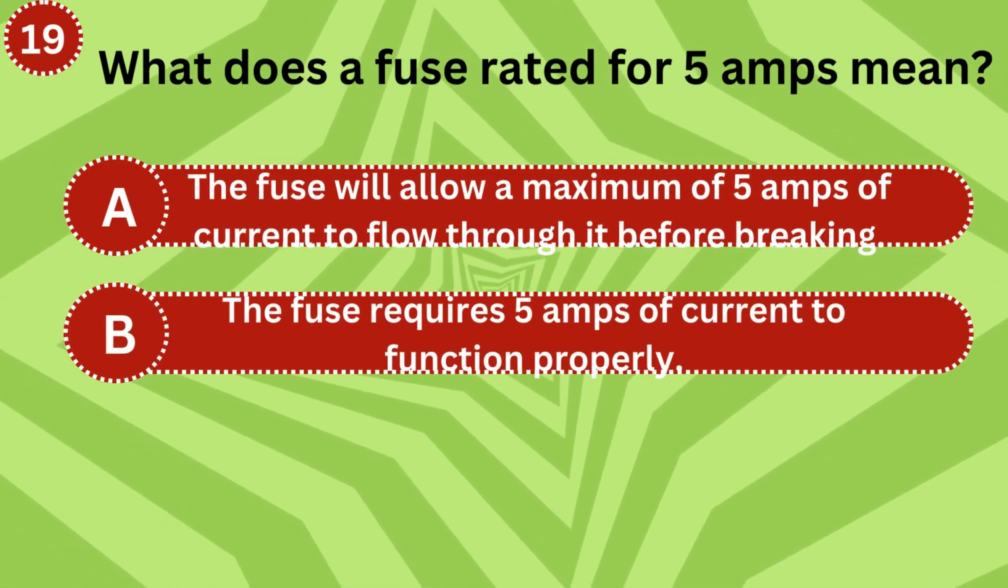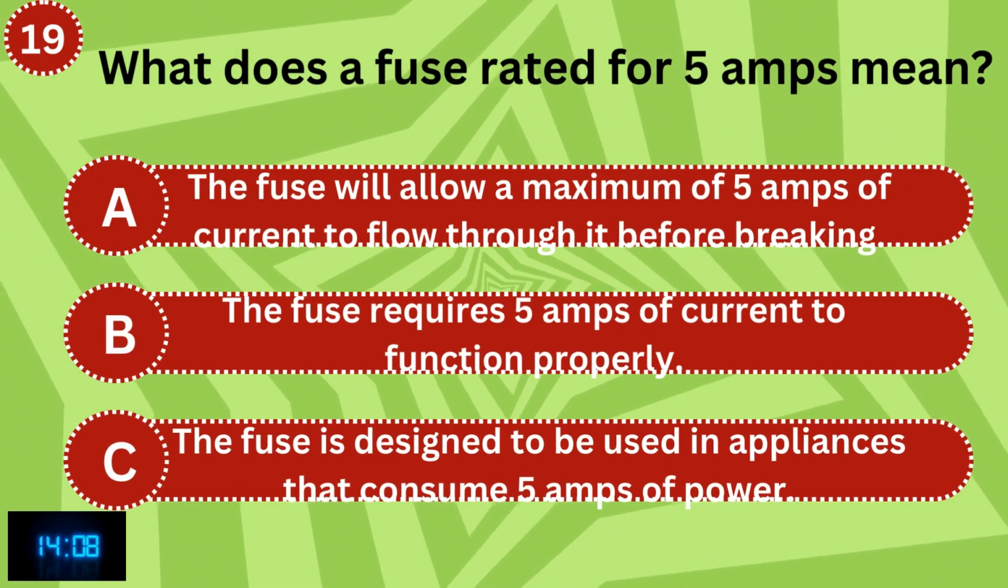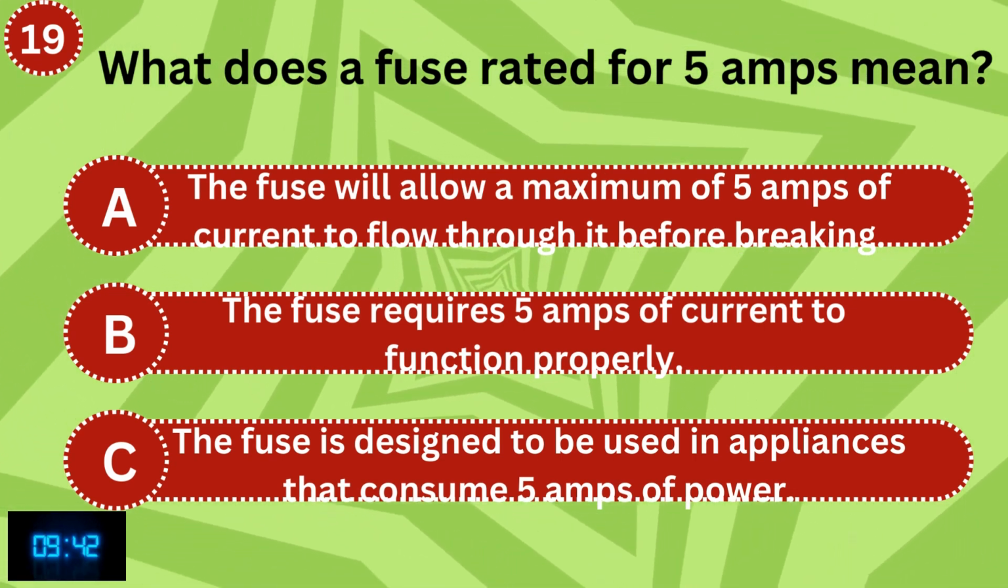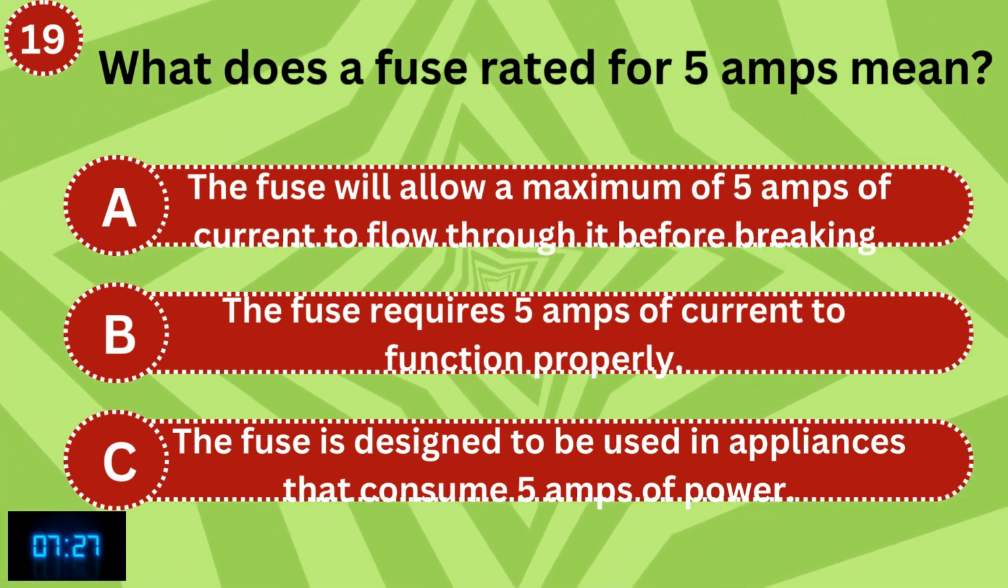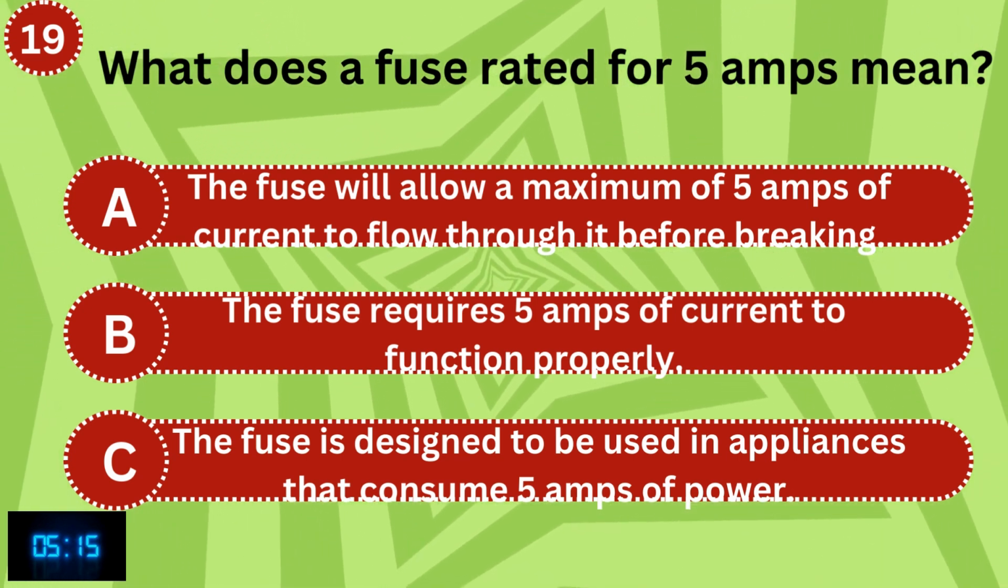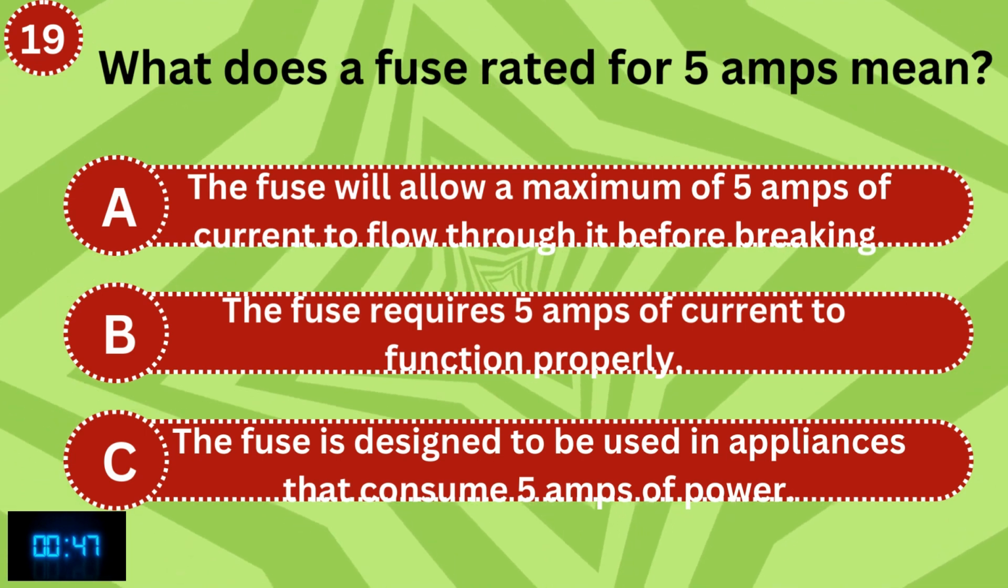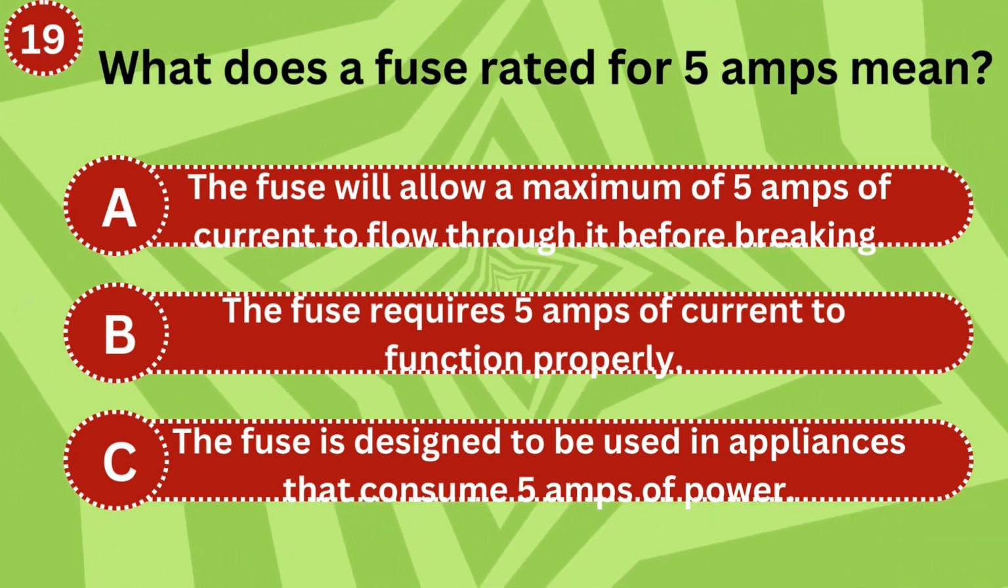What does a fuse rated for 5 amps mean? The fuse will allow a maximum of 5 amps of current to flow through it before breaking. The fuse requires 5 amps of current to function properly. The fuse is designed to be used in appliances that consume 5 amps of power.